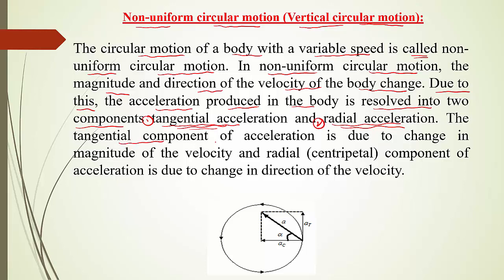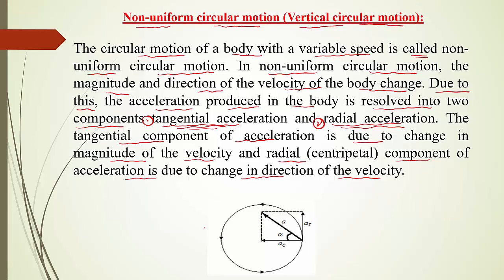The tangential component of acceleration is due to the change in magnitude of velocity. When the speed changes, we take the tangential component. The radial or centripetal component of acceleration is due to the change in direction of the body. Here the magnitude and direction of velocity are both changing. Magnitude changing gives the tangential acceleration; direction changing gives the radial or centripetal acceleration.